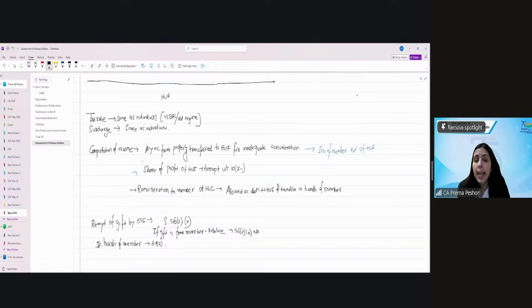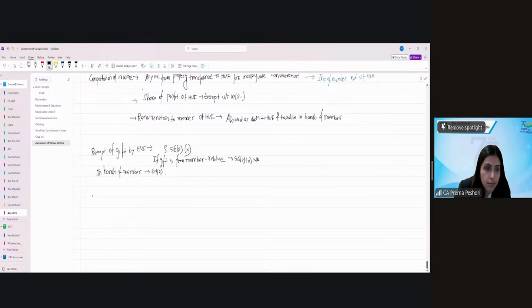Yes, ma'am. Okay. Any distribution of capital asset on the partition of the HUF, total or partial partition. What is its tax implication? Exempt in the hands of members. In the hands of the HUF also, not a transfer under section 47. So no capital gain because this is not regarded as transfer under section 47. And in the hands of the member, will 56(2)(x) be applicable? No. Okay.